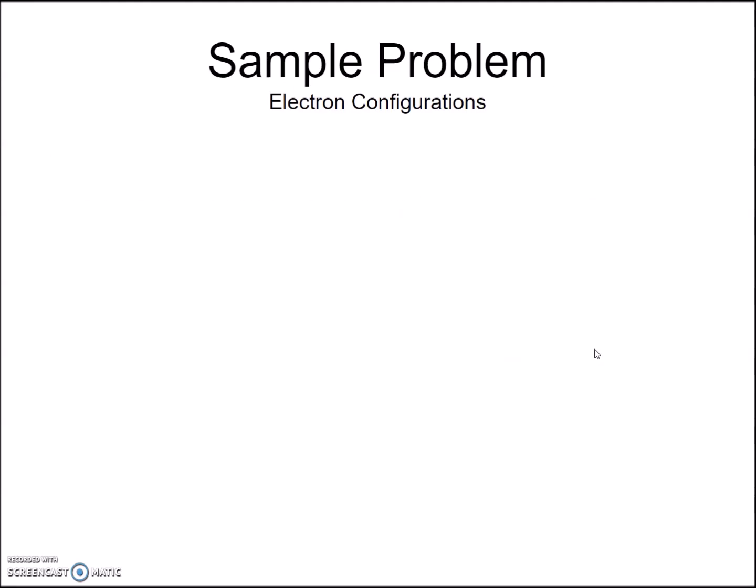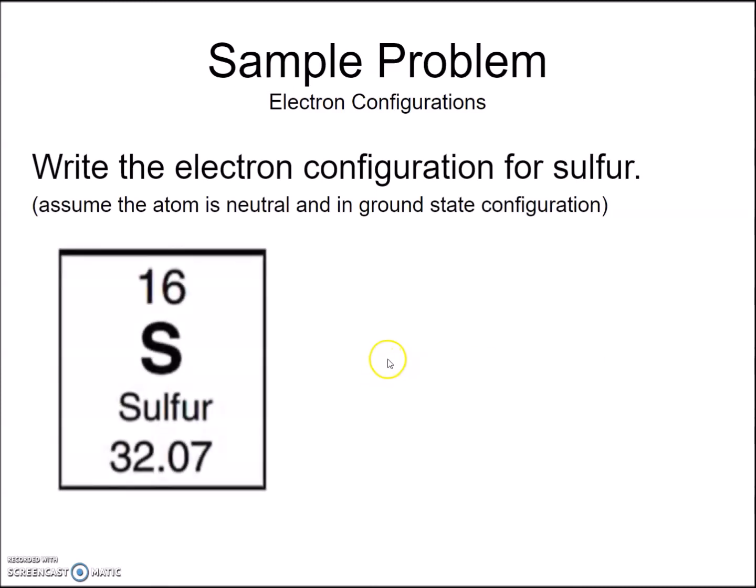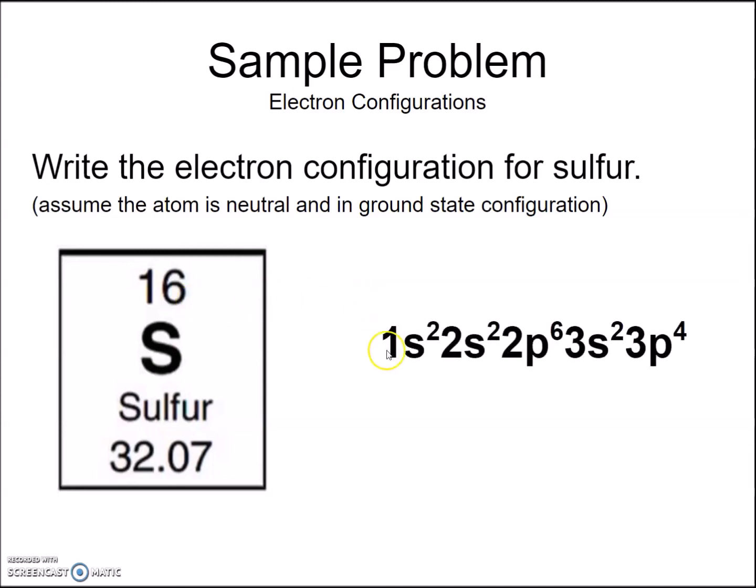One last example. Let's say we're asked to find the electron configuration for sulfur. If you look up sulfur on the periodic table, you'd see atomic number 16. The whole number in the box is 16, which means the number of protons is 16, and if it's a neutral atom, the number of electrons is 16. Check out this electron configuration.